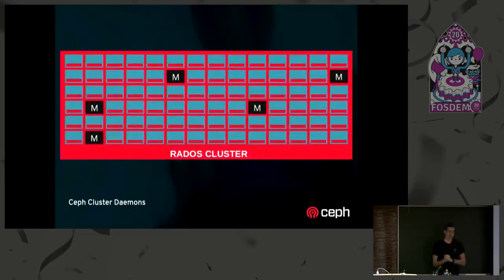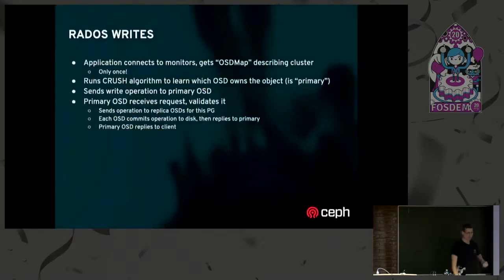A Rados cluster generally consists of 3 or 5 monitors and a whole bunch of OSDs working together. When we serve writes out of Rados, an application connects to the cluster, which means it goes and talks to the monitors and says, hey, what does the cluster look like? I want to talk to it. And they get their OSD map and other maps describing the state of the system.